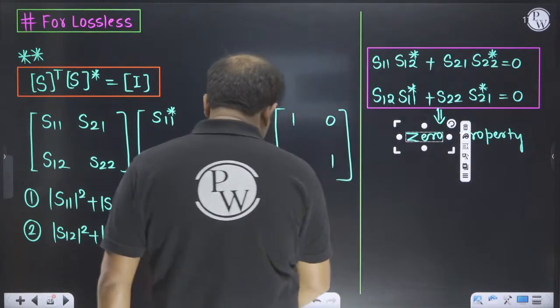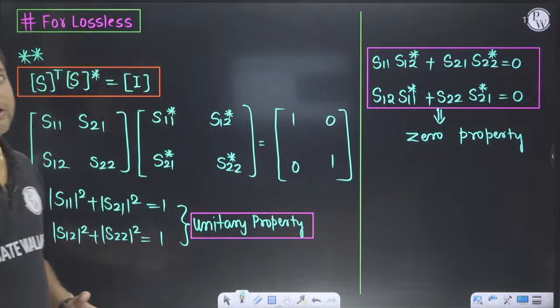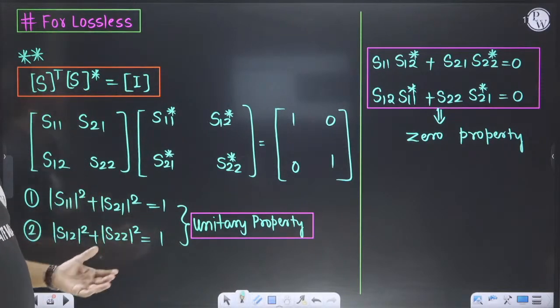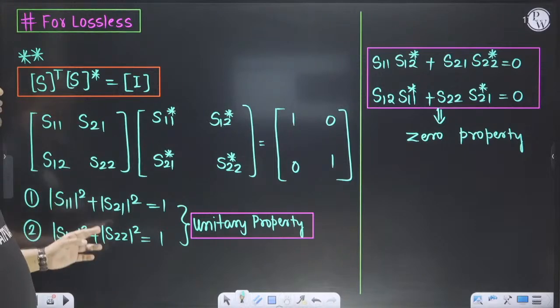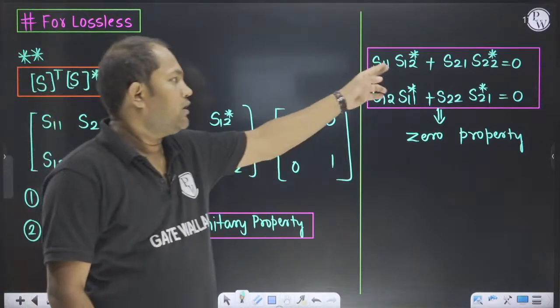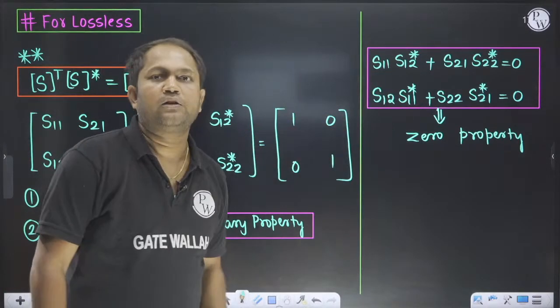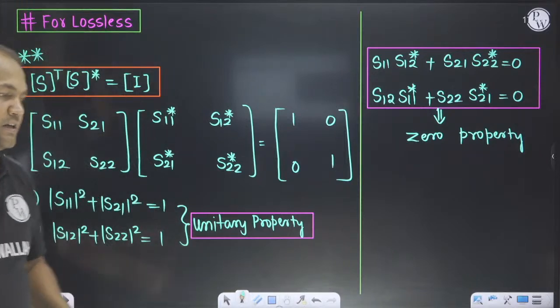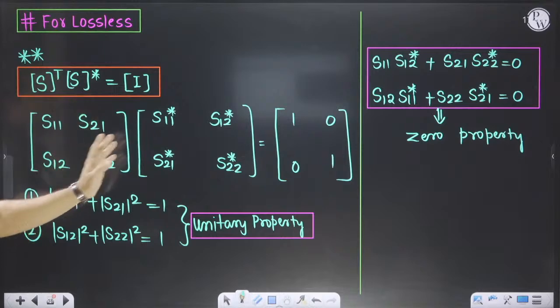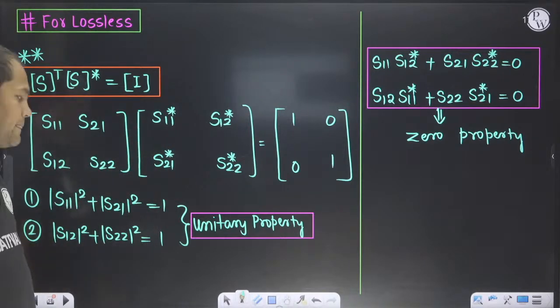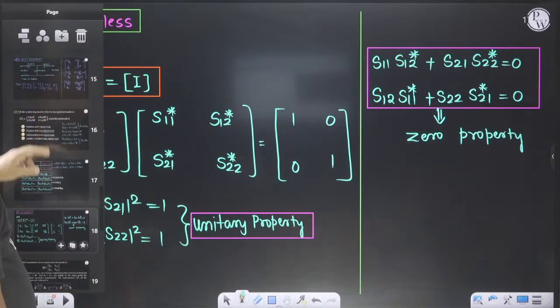So from this lossless condition, you will get 4 unknowns. One unknown here, one unknown here, 2 unknowns, one unknown here, 3 unknowns, one unknown here, 4 unknowns. So from the lossless condition, you will get 4 unknowns only. It is a very beautiful question if they design it for 4 unknowns and write lossless. Okay, then we will go for the question.